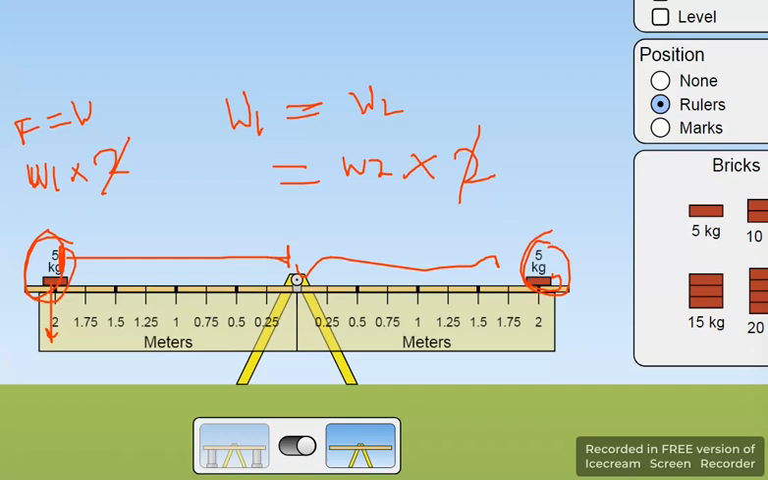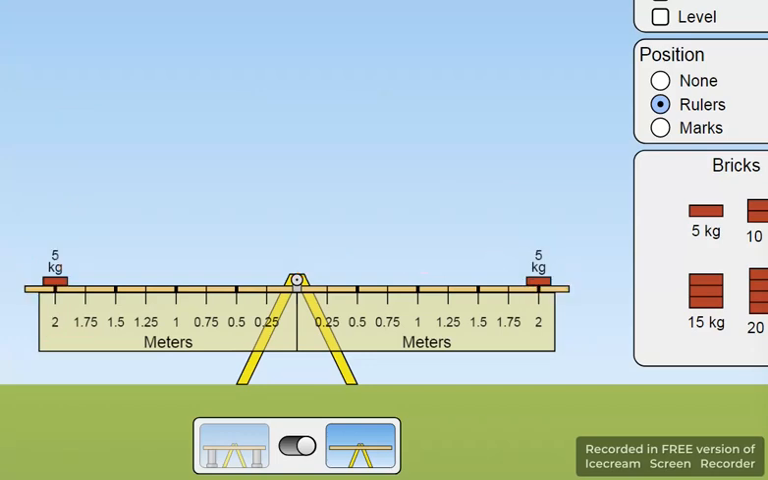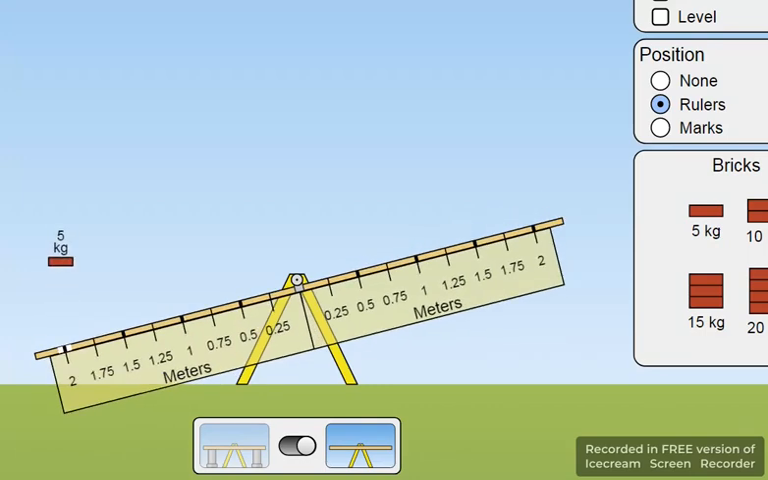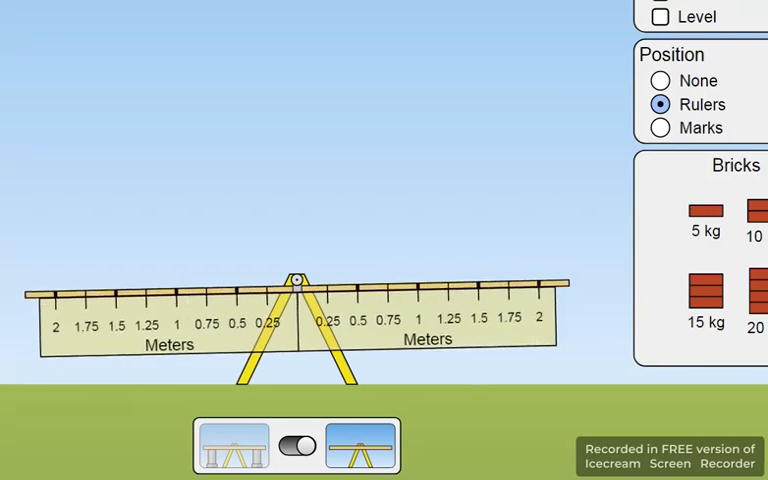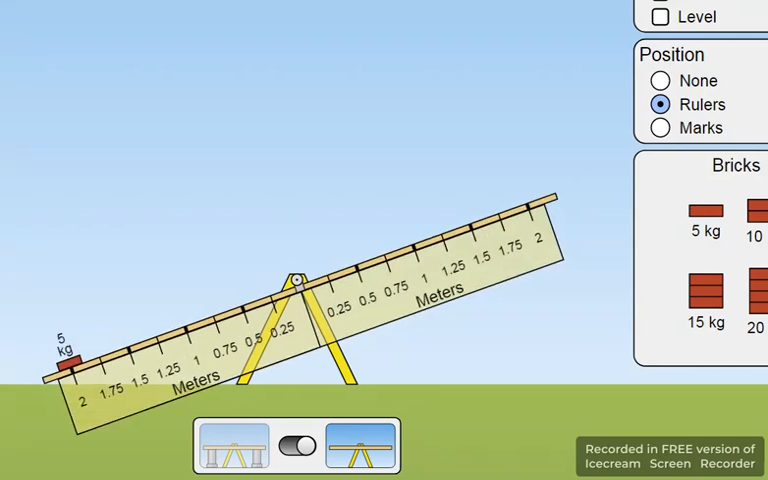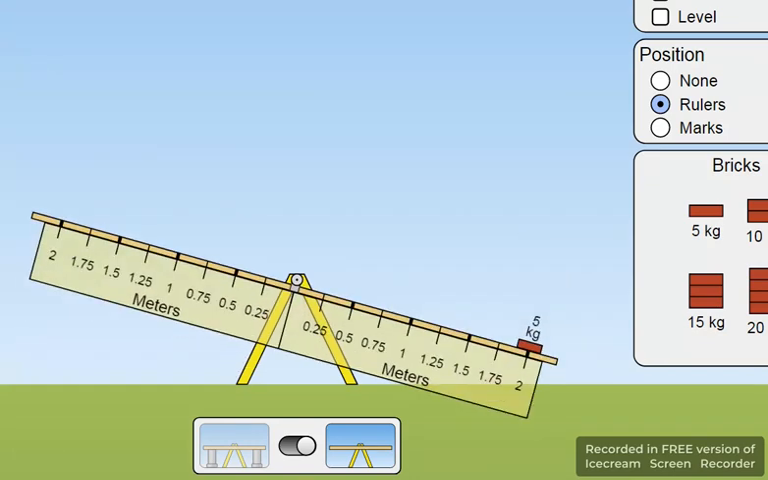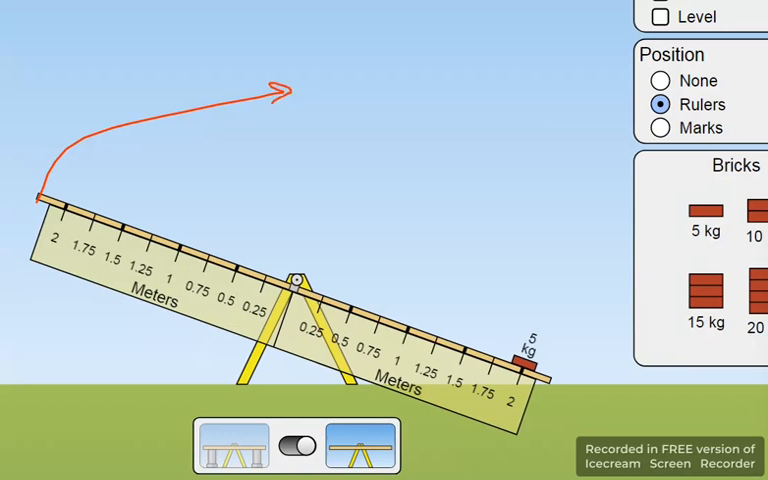Now what will happen if I change the weights here? Let me change the weight. What will happen if I remove this 5 kg? Let me take the 5 kg back. Now it is applying the turning effect in the anti-clockwise direction. Now what will happen if I take this 5 kg object and place it at the end point? Now it is applying the same force in the clockwise direction. To balance it, we need the moment of force of both directions to be equal so the net moment is 0.